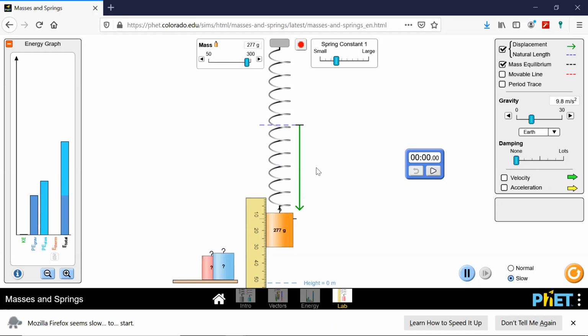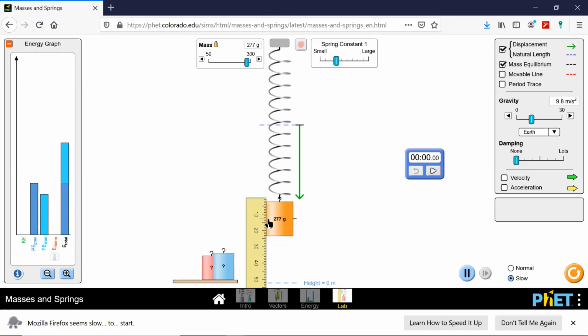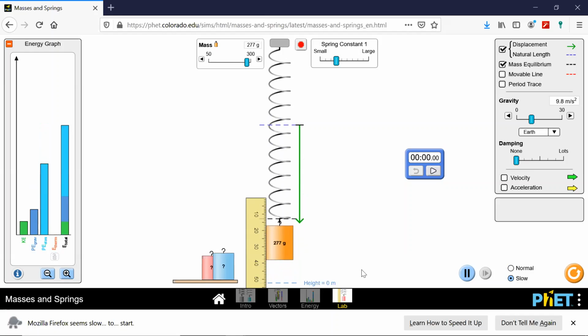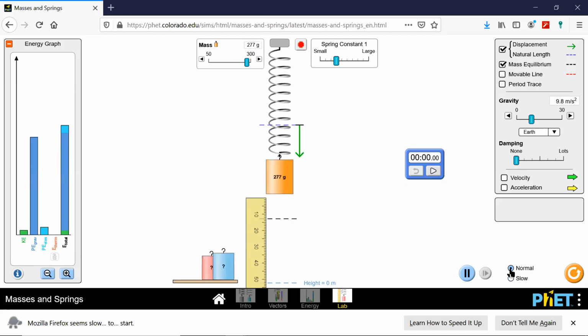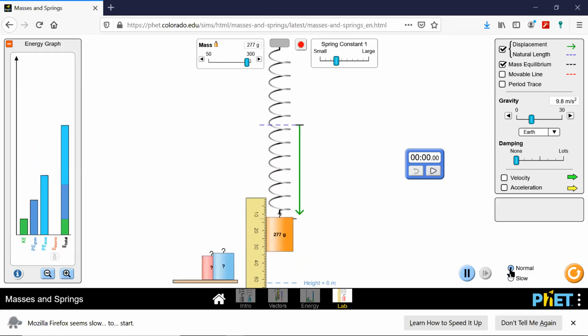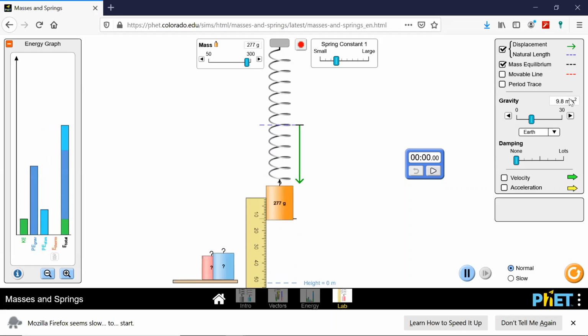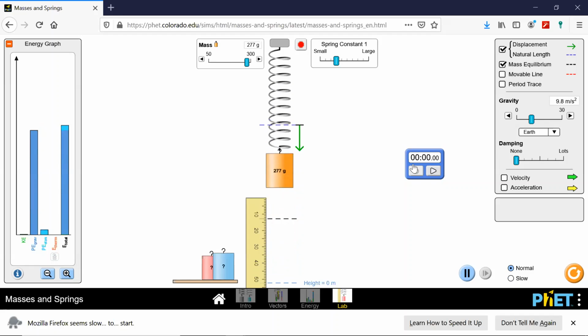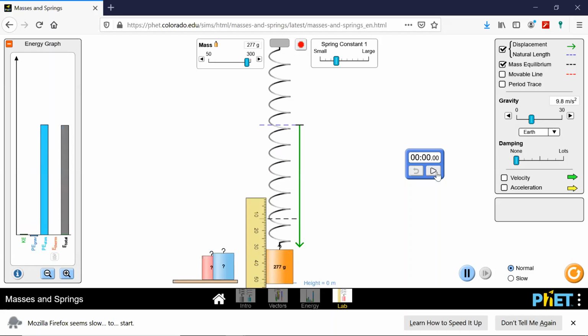Okay, so let me stop the motion and start again. Okay, it's slowed down. So let me do a normal oscillation. So you see that they don't die down anymore. The oscillations do not die down because I've removed the damping. So that's what you should do in order to find the period and the spring constant.